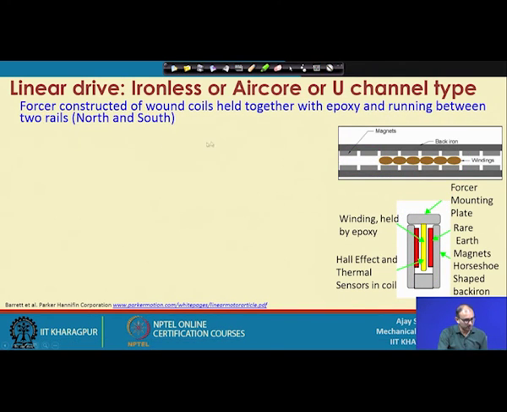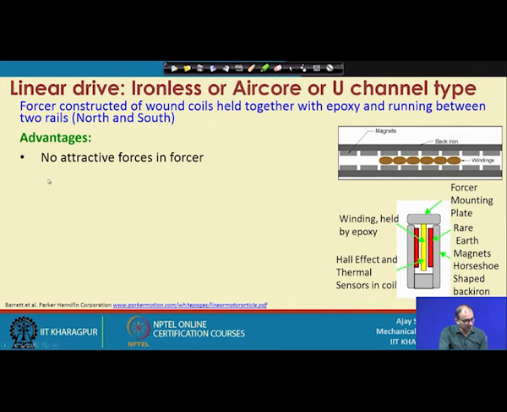So, how is this different? The forcers are constructed of wound coil held together with epoxy and running between the two rails, both the north and south in this particular case. In the earlier case, the whole thing was from top to down and only a single rail was there. That is the distinguishing feature from the earlier case.